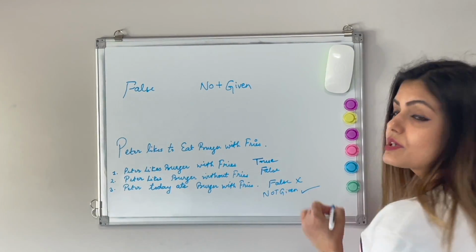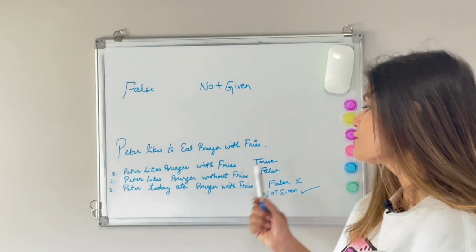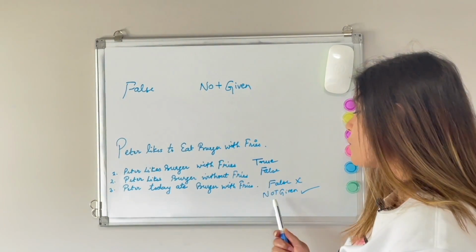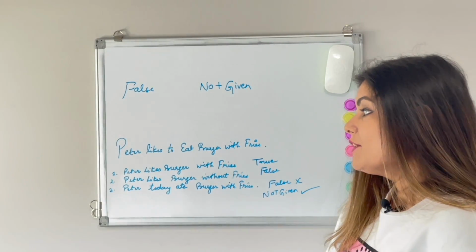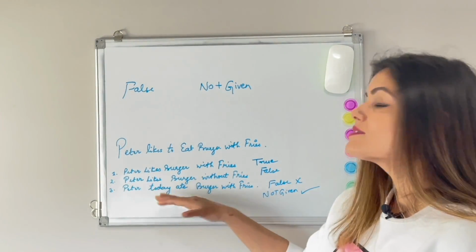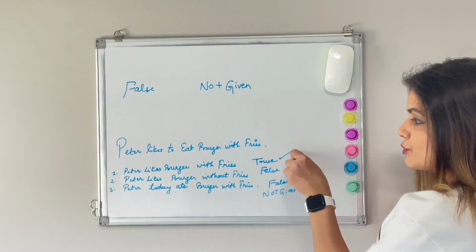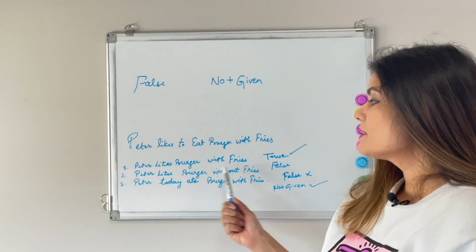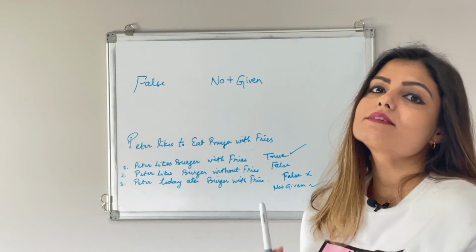The correct answer is not given. Now, how to make out the difference between a false statement and a not given information? Well, it's pretty simple. If your statement matches the information in the text, then it is true. If your statement does not match the information in the text, then it's a false answer.